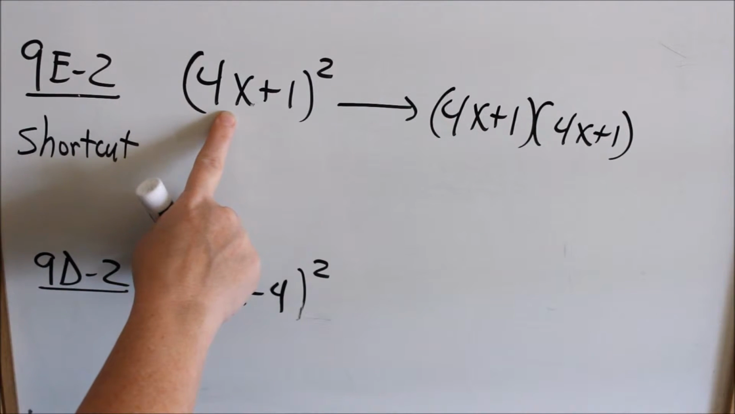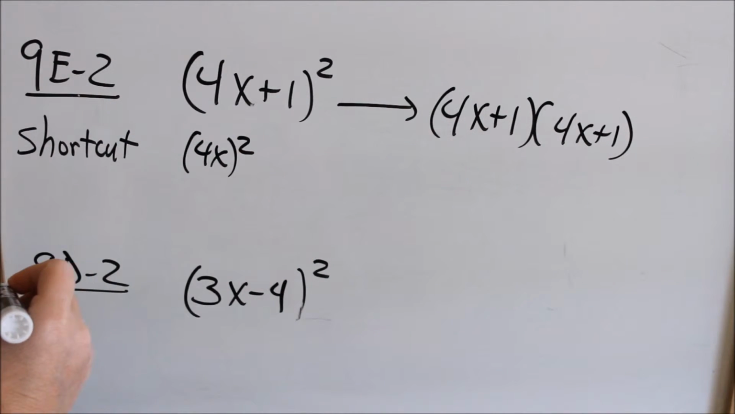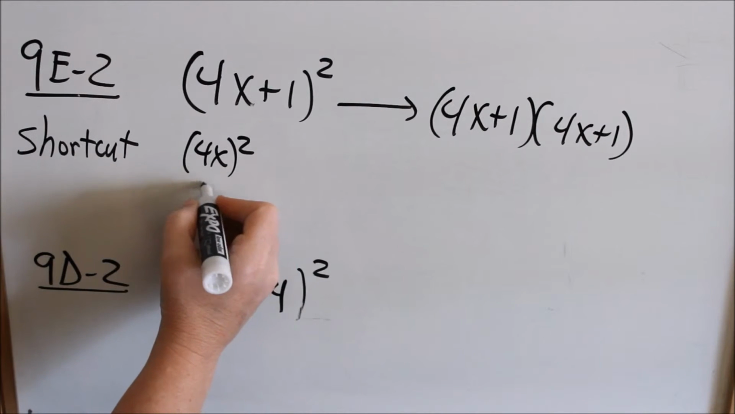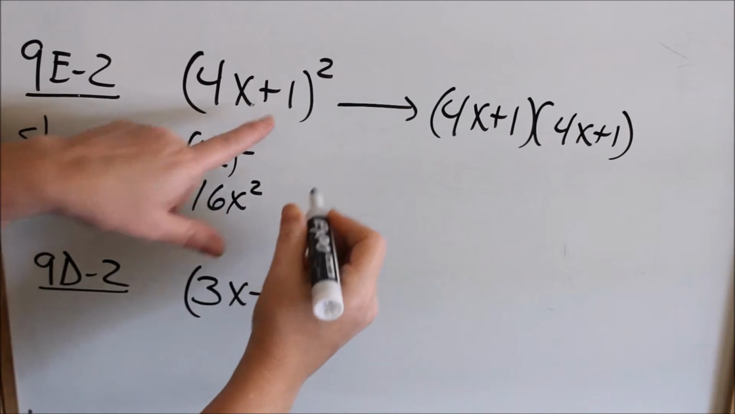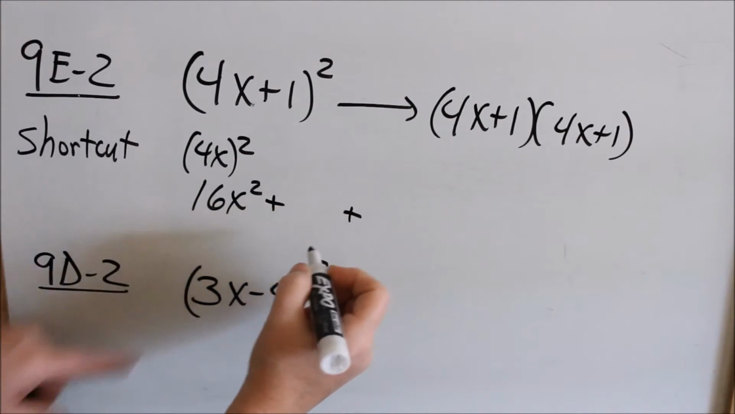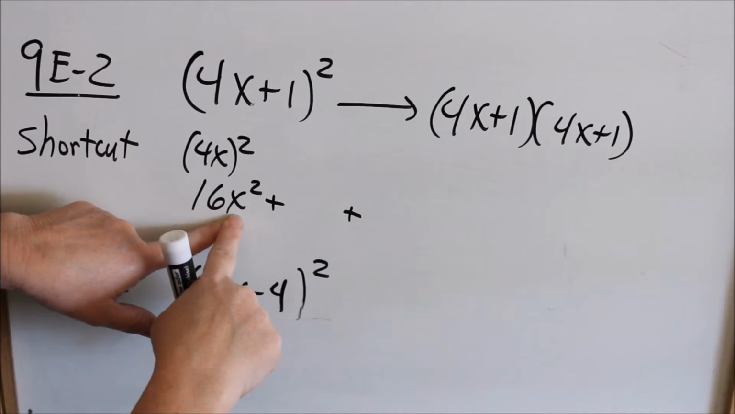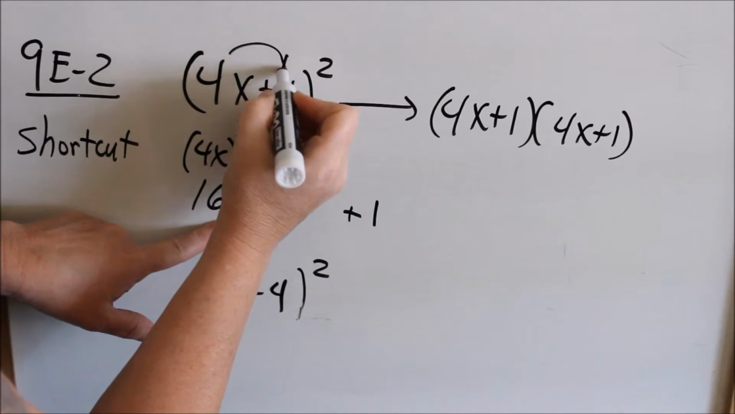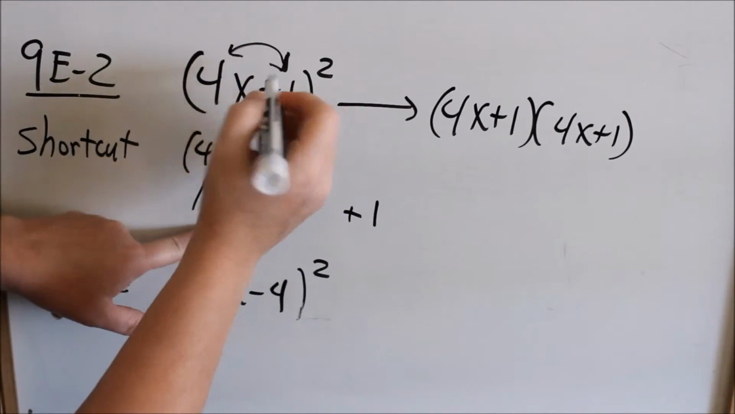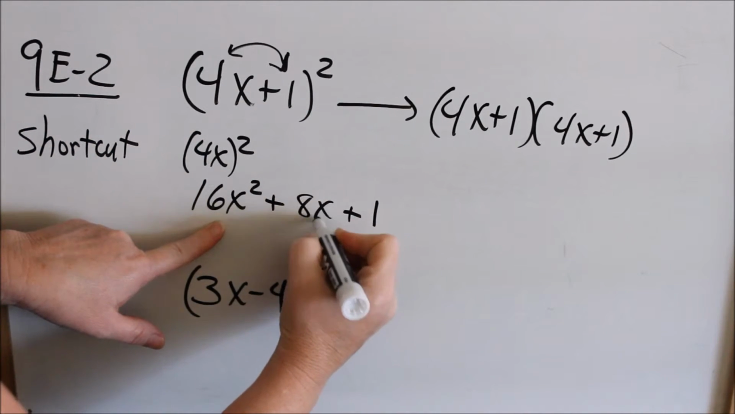You square the first term, 4x. It's just not 4x squared. That would mean 4x in parentheses squared, meaning 4x times 4x, which is 16x squared. And then I'm in a positive world, so everything is positive. Square your last term, 1 squared is just 1. Now you multiply these two things together and then double it. So 4x times 1 is 4x, doubling it, 8x.